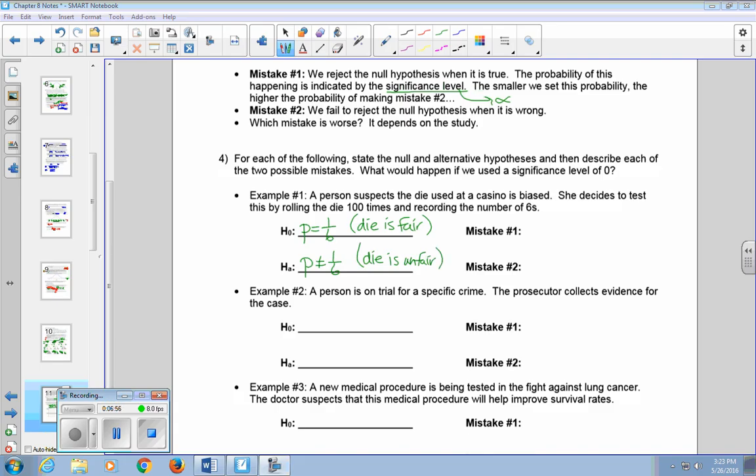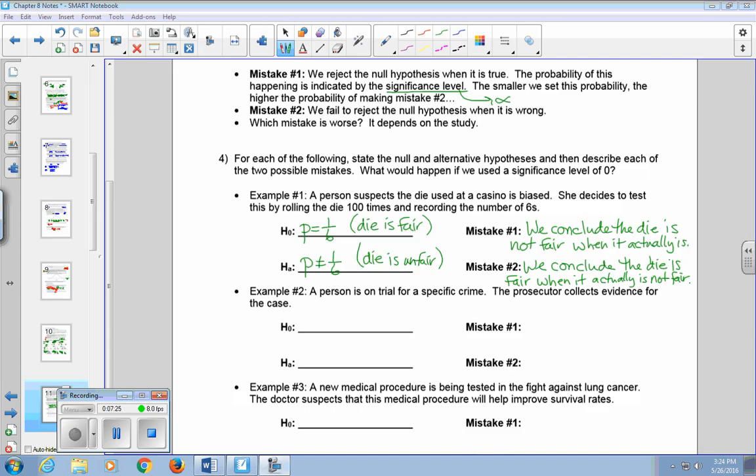All right, so mistake number 1 would mean that we conclude the die is not fair when it actually is. Mistake number 2, we conclude the die is fair when it actually is not fair. So those are 2 types of mistakes. Think about what would happen if we set our significance level to 0. What that means is we would conclude that all dice are fair, whether they actually are or not.